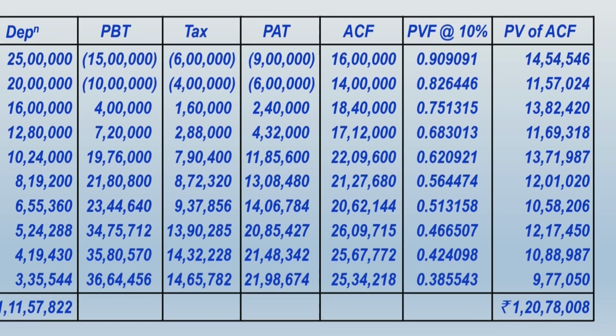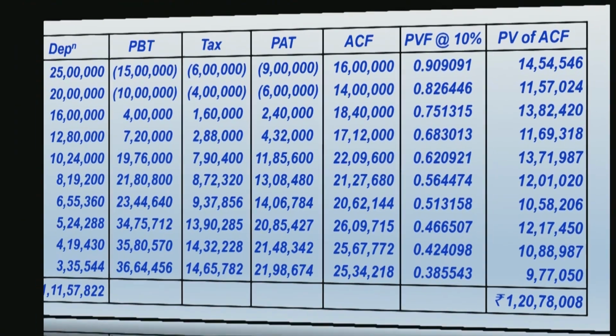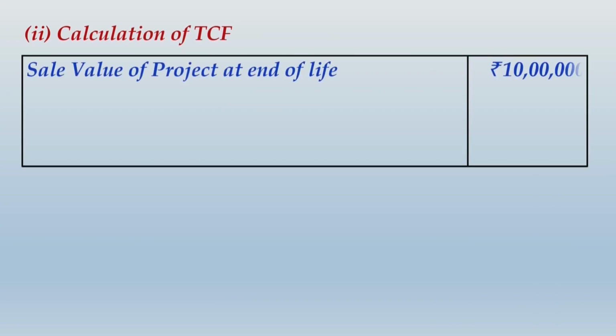Alright friends, if you have finished writing this much, let us move ahead and deal with the next working, that will be calculation of terminal cash flows. Now please carefully understand this working. This is something very important. Sale value of assets at the end of project life is going to be rupees 10 lakhs. This is the estimated sale value of assets.